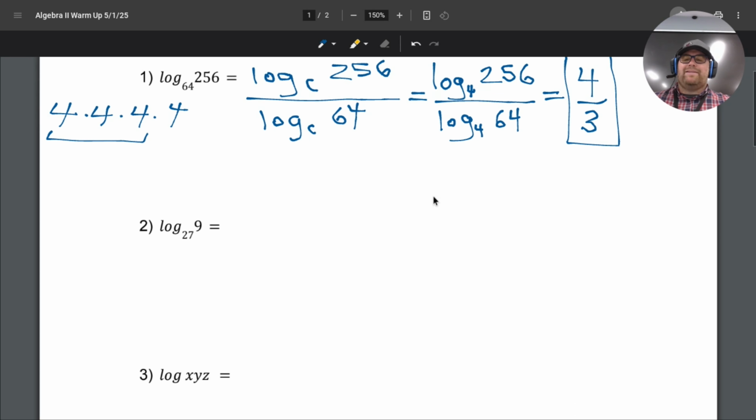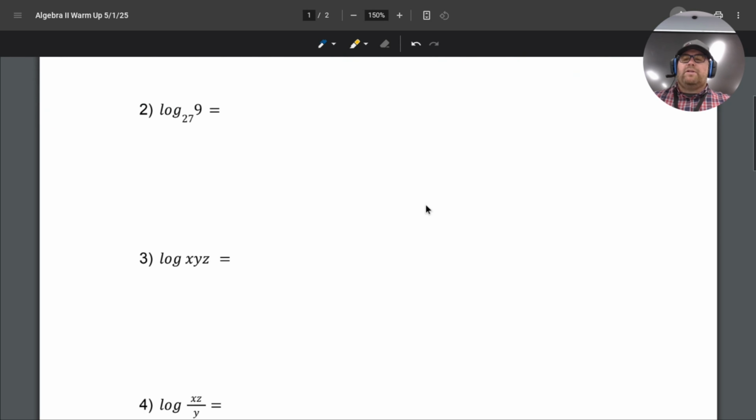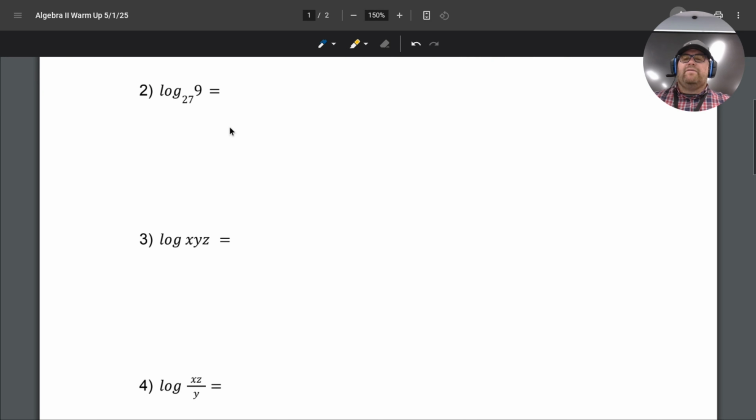Let's take a look at the second problem. So it looks like we've got another one, log base 27 of 9. This is going to be another good one for change of base. So I'm going to say log base c of 9 over log base c of 27. And I want to pick a c value for the base such that I can multiply that number by itself enough times to get both 9 and 27. And the number that works for that is 3.